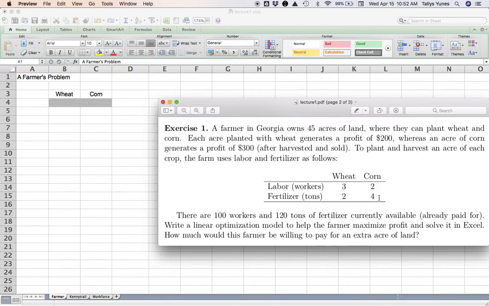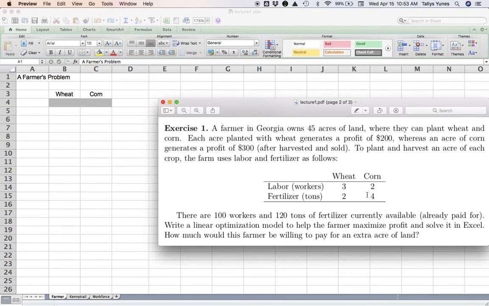Each acre you plant with wheat and corn, after all costs are taken out, let's say when you harvest and everything, will give you a profit of $200 for every acre of wheat and $300 for every acre of corn. We currently have already paid for 100 workers and 120 tons of fertilizer. So we don't have to worry about the costs of those. The question then is, if you are the farmer, how should you use your land? How to plant wheat and corn? More specifically, how many acres of each should you plant in order to maximize your profit?